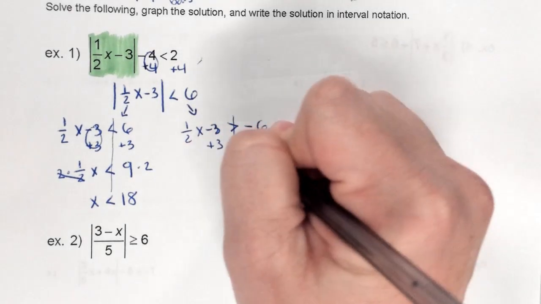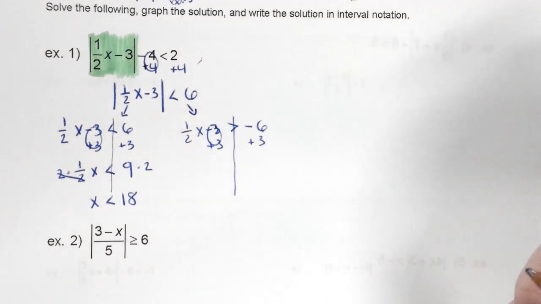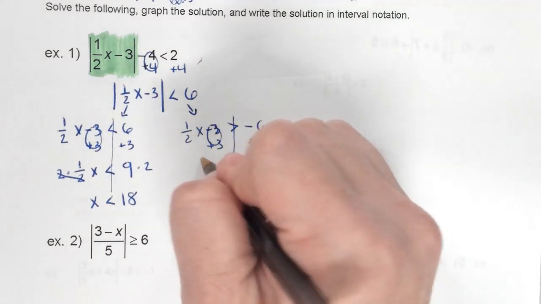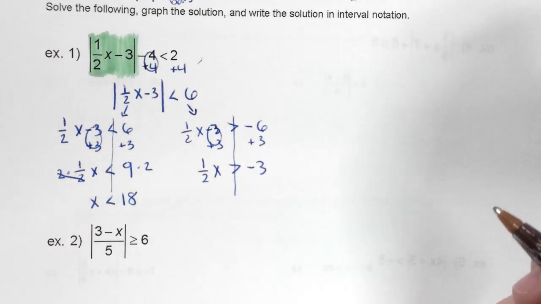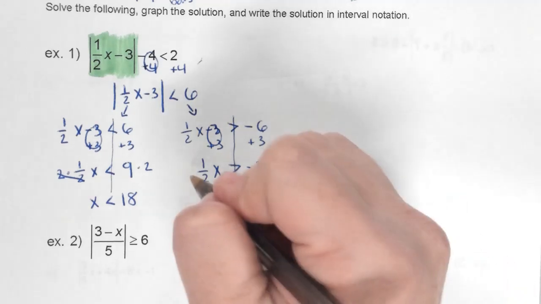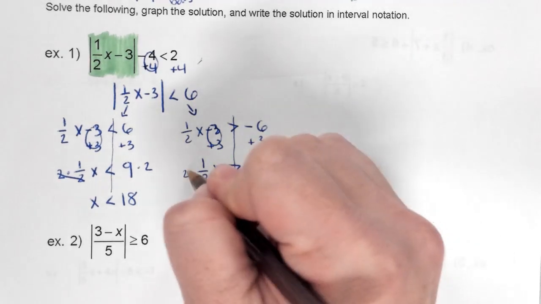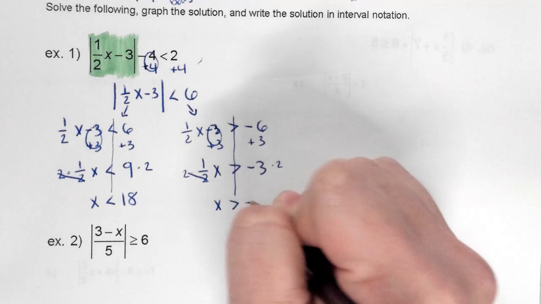So plus 3 on both sides. And I have 1/2 x is greater than -3. Multiply both sides by 2. And I get x is greater than -6.